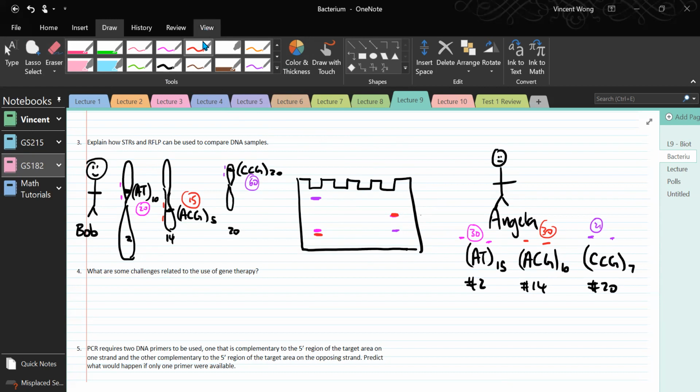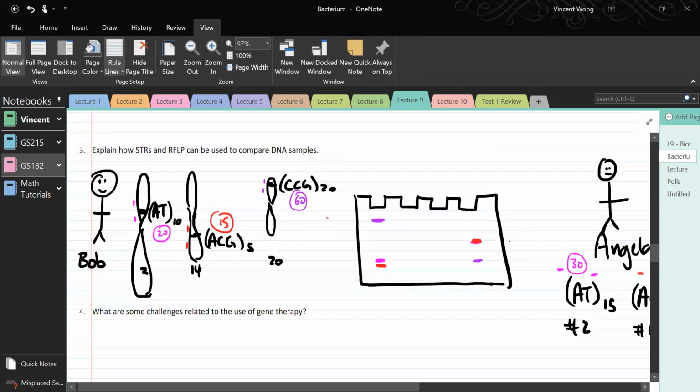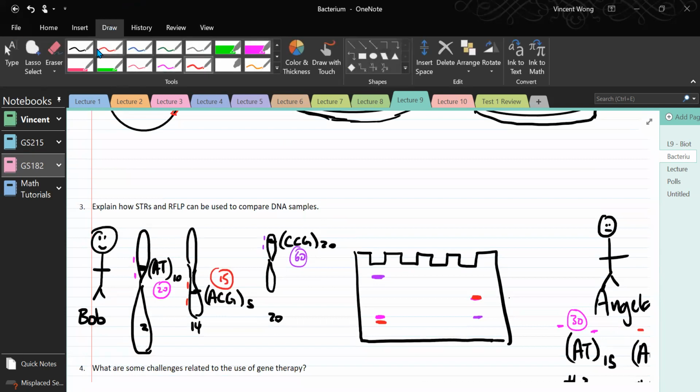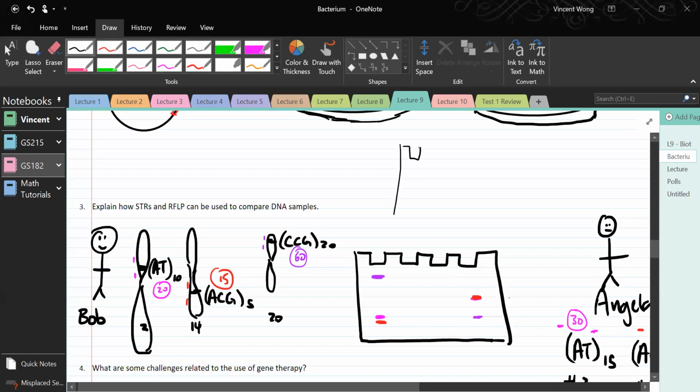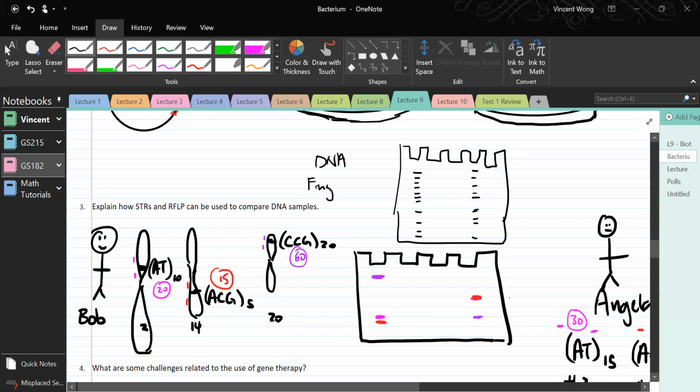Now, in real life, we are not just going to do it for 3 separate chromosomes. In real life, we are actually going to do it for multiple locations. So rather than having 3 bands or 2 bands, you're going to have a lot of different bands, and that creates a barcode that's unique for a person. A different person might have a different set of patterns. So that's why it's very unique, and it is as unique as your fingerprint. That's why this is called DNA fingerprinting.